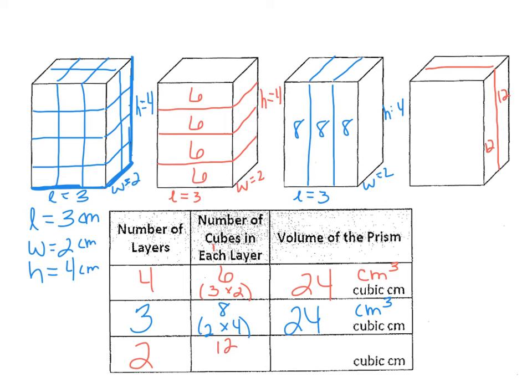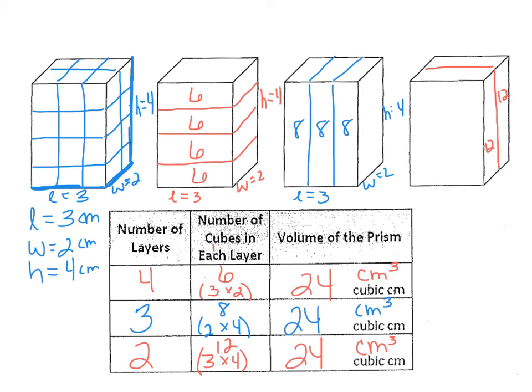Well, how did I get 12 though? What information in my original rectangular prism is going to get me 12? Ooh, my length times my height. So I could do 3 times 4 would get me 12. 2 times 12, 24 cubic centimeters. So make sure you showed all your work.